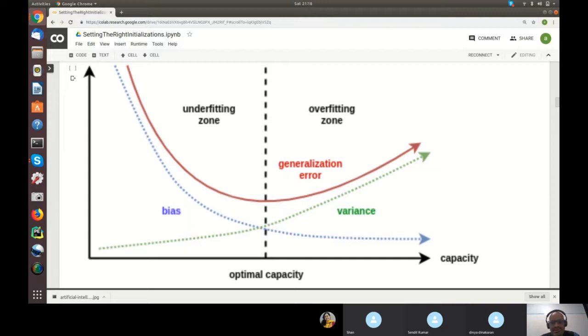But if we increase the capacity too much, then the variance will increase. It'll overfit the data. And different models built from the same features or different samples from the population will produce very different predictions. The variance will be too high. And what we want to do is essentially find a balance.